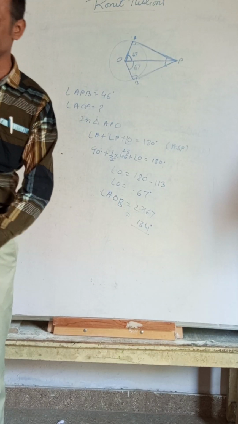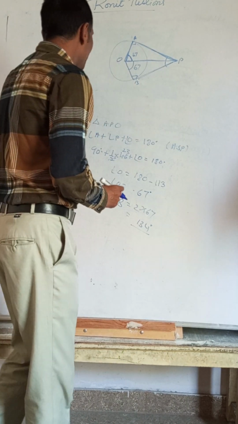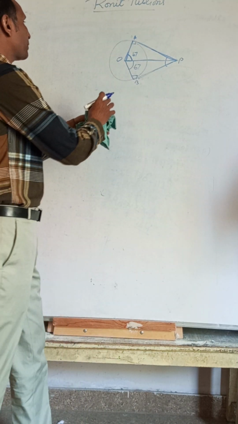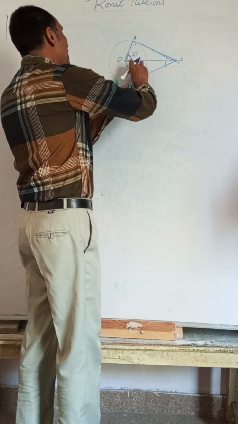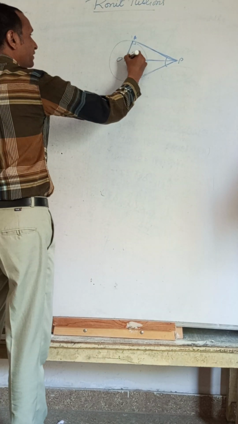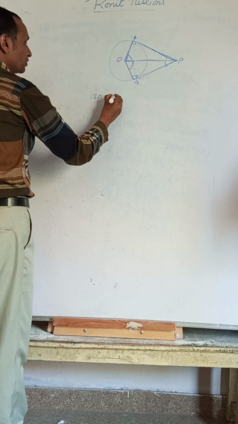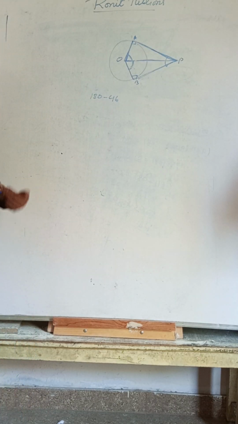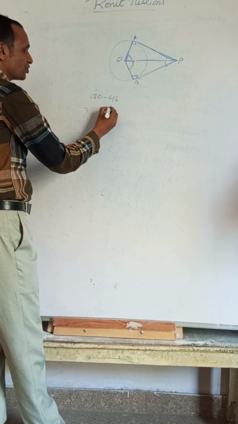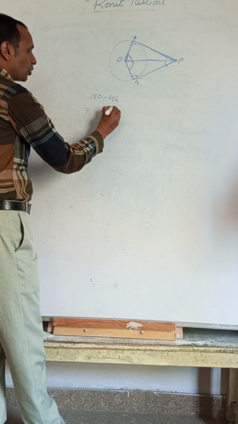This is also another method, one shortcut method, trick type. Whatever the angle given, you just subtract it from 180. This angle given, this angle we are going to find, just 180 minus whatever the given angle, that is the answer. So see, 180 minus 46 is equal to 134.